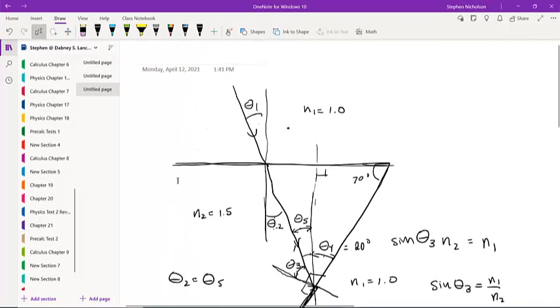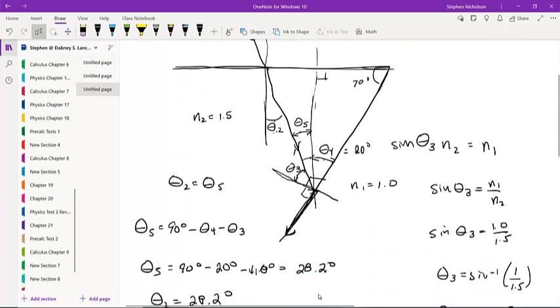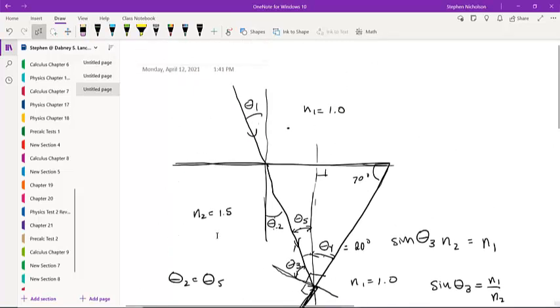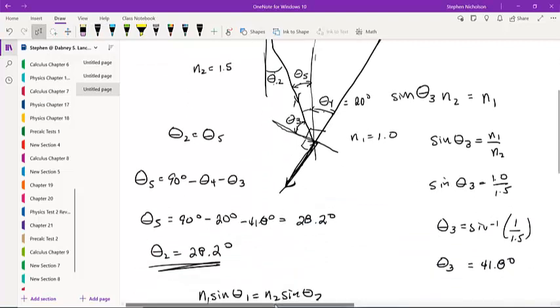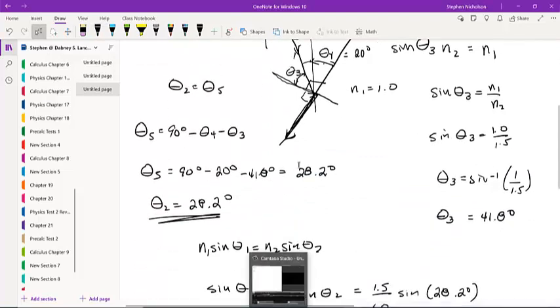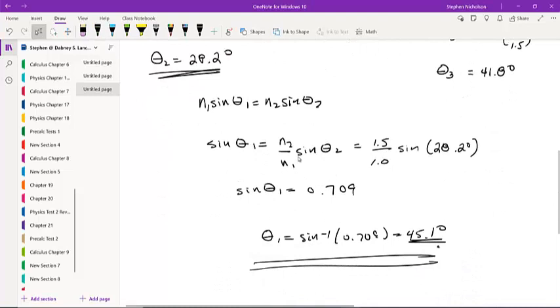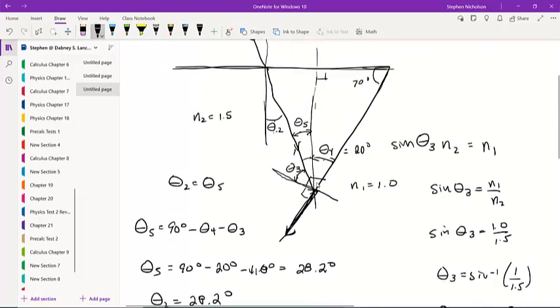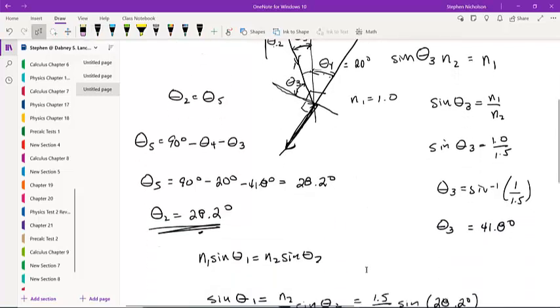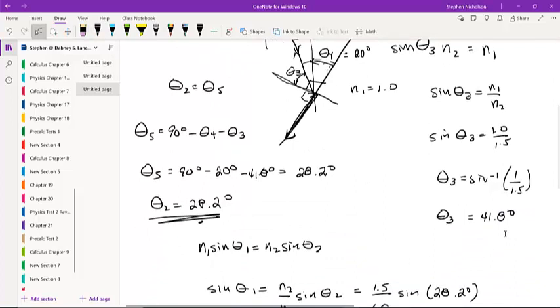But what if we look at it the other direction? We went from down here backwards. What would happen is if I gave you theta 1, what you would do is you'd calculate theta 2. So theta 1 was this 45.1 degrees, but the refracted angle is smaller, 28.2 degrees. So this ray then would run into this surface at that angle, 28.2 degrees plus 20 degrees, which would end up being this 41.8 degrees.